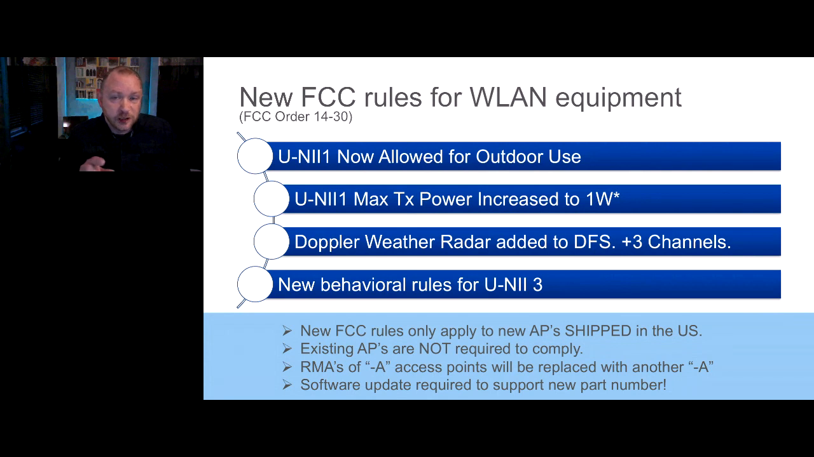Existing access points that you have already in place do not need to comply. But know that when you expand your network or you replace your access points with new ones, you will get Dash B. However, if you RMA an access point because of failure for some reason, then it will be replaced with another Dash A. So that's okay. Software updates will certainly be required to support this new part number.